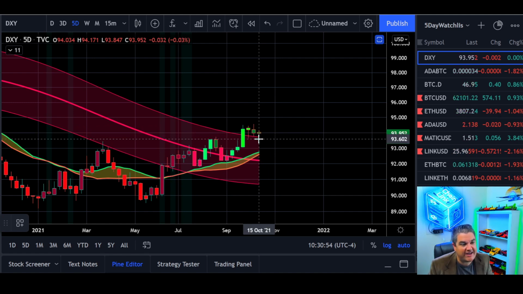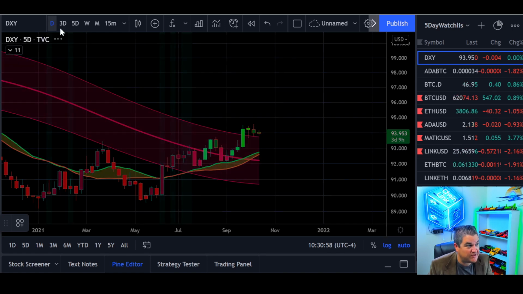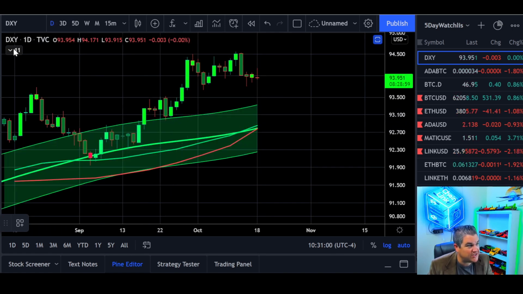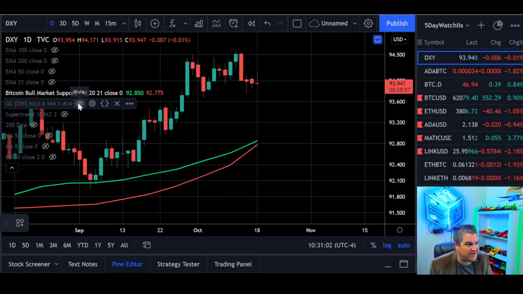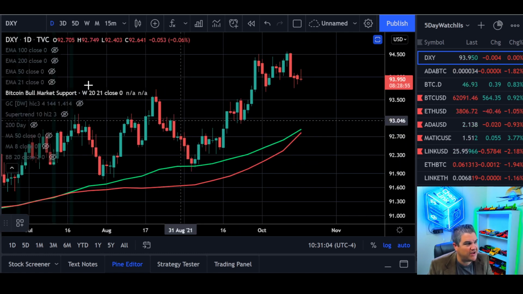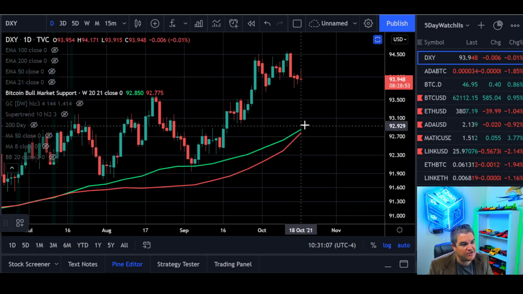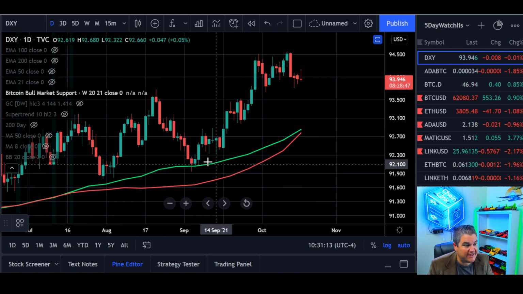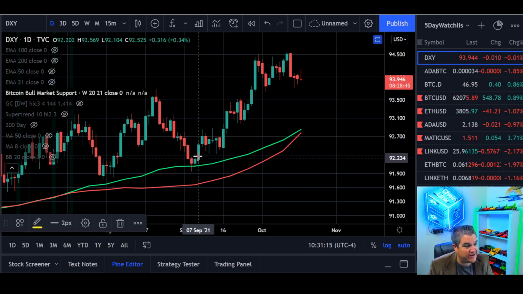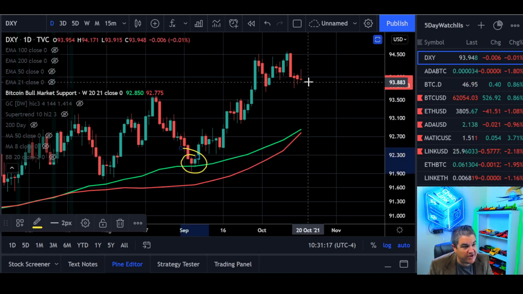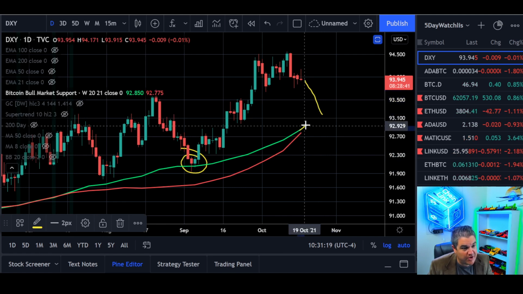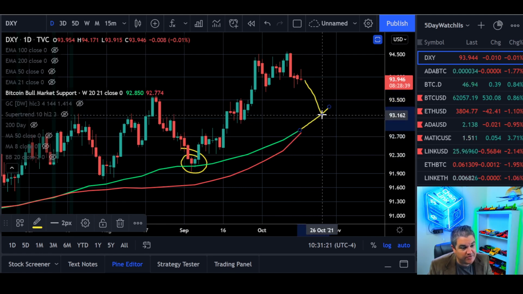If we somehow close back in here, our next level to kind of look at is, we can zoom in on the daily. So the Gaussian channel, I like to hold on the 5-day, so we can remove that. But on the daily, here is our 21-day EMA in the green and our 20-day SMA in the red. So as you can see, that held pretty nice support back in here, right? So if we come back down here, this will probably continue up, right? So look at this.